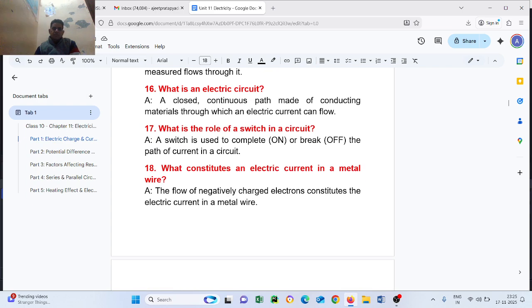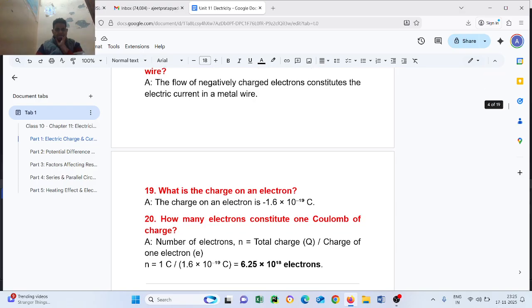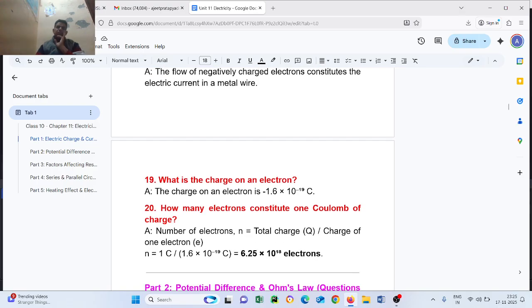Question number 18. What constitutes an electric current in a metal wire? The flow of negatively charged electrons constitutes the electric current in a metal wire. Question number 19. What is the charge on an electron? The charge on an electron is 1.6 multiplied by 10 to the power minus 19 coulomb.